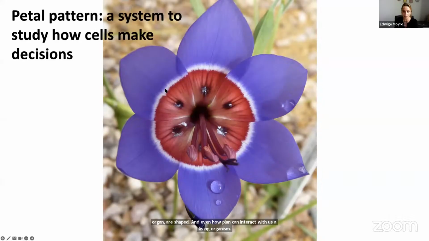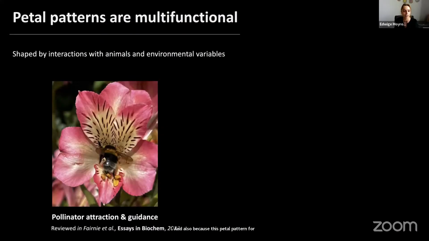And petal patterns really are a fantastic system to study this phenomenon, because the decisions made by cells at the microscopic scale are readily observable on the petal surface. Also because these petal patterns fulfill all sorts of fantastic functions. They are involved, of course, as we've seen in the previous talk, in plant-pollinator interaction, either before landing or after landing, to guide the pollinator to the reward.